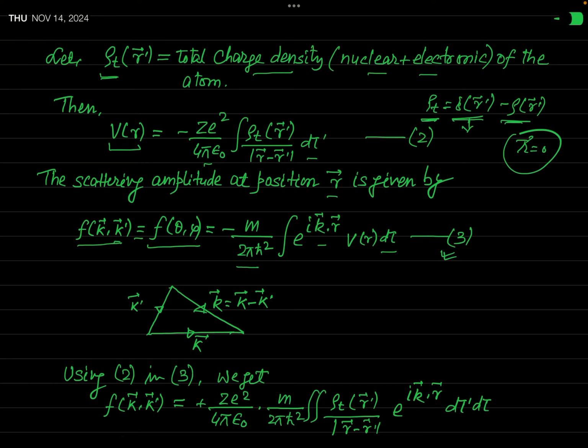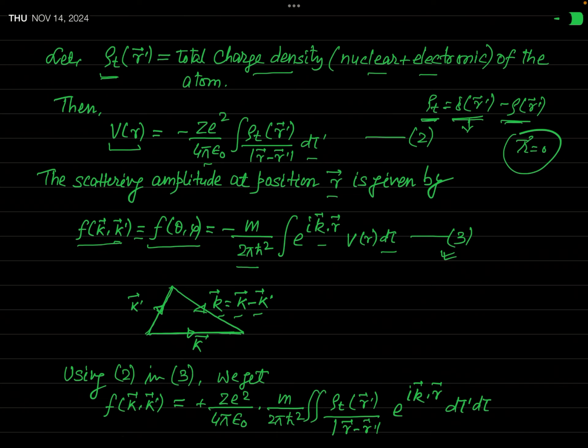Actually here, what is this kappa? If you consider this figure, where k is the wave vector of the incident particle and k dashed is the wave vector of the scattered beam, then kappa is equal to k minus k dashed. So this kappa is actually the measure of k minus k dashed, where k represents the wave vector of the incident beam, and k dashed is the wave vector of the scattered beam.